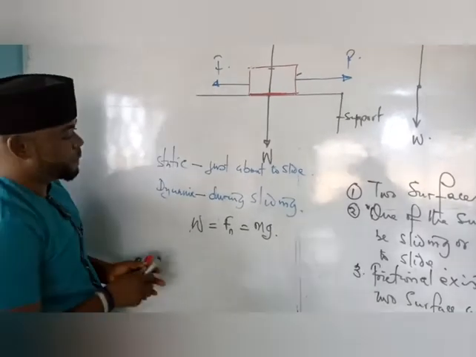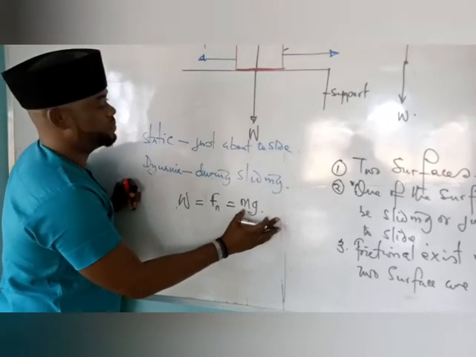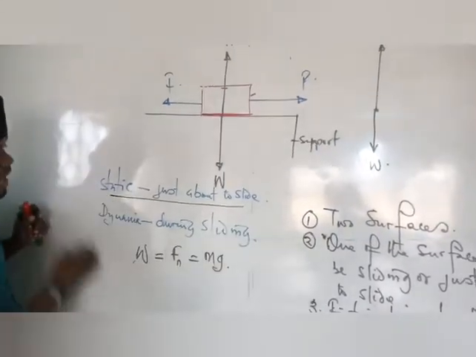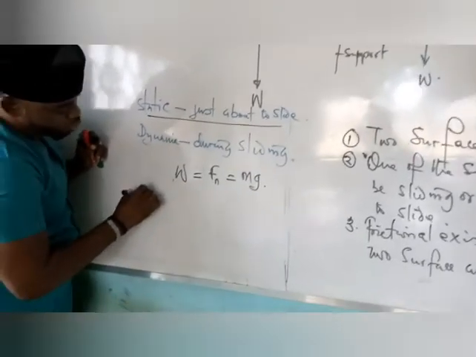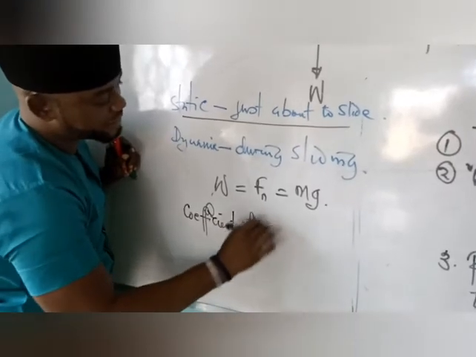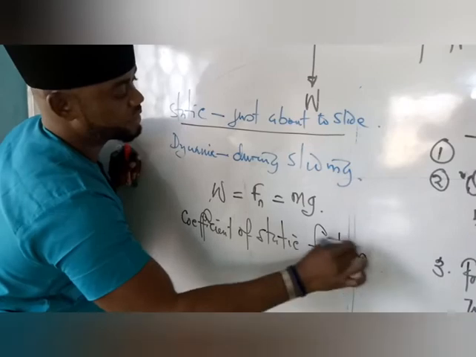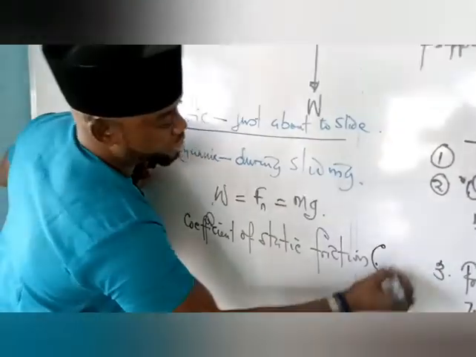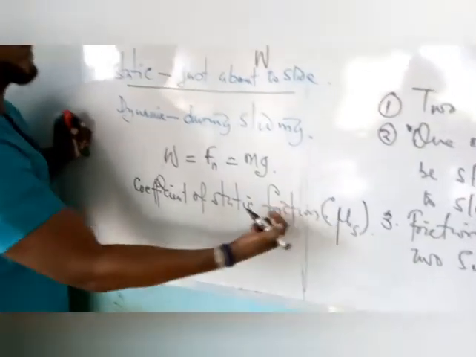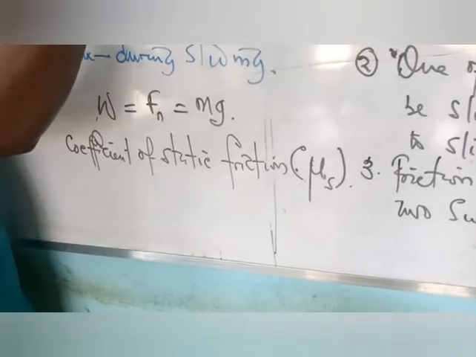I'll take that again. We remember that in the previous class, weight is equal to normal reaction and is equal to mg. When this block is just about to slide, we have what we call the coefficient of static friction, denoted by mu s. It's the frictional force that acts when the body is just about to slide.